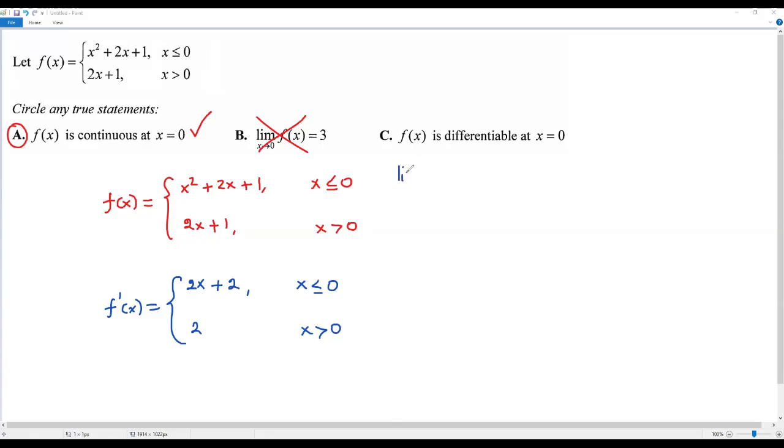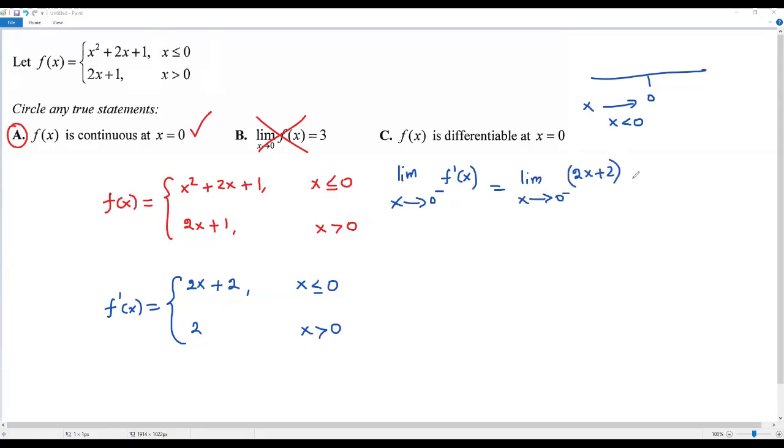Okay, now let me evaluate the left side limit as x approaches 0 for f prime of x. So here I have taken a negative sign, so it indicates x approaches 0 from its left side. So when x approaches 0 from its left side, all the values taken by x will be less than 0. When x is less than 0, the piece we have for f prime of x is 2x plus 2. So I have to plug in this 2x plus 2 for f prime of x over here. Then I am getting the limit as x approaches 0 of 2x plus 2.